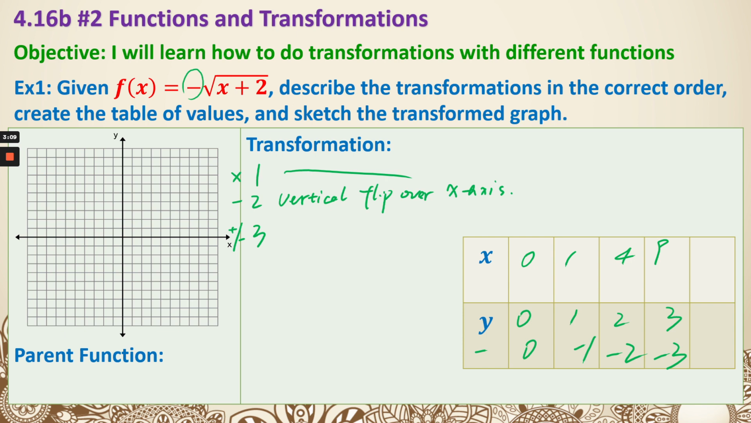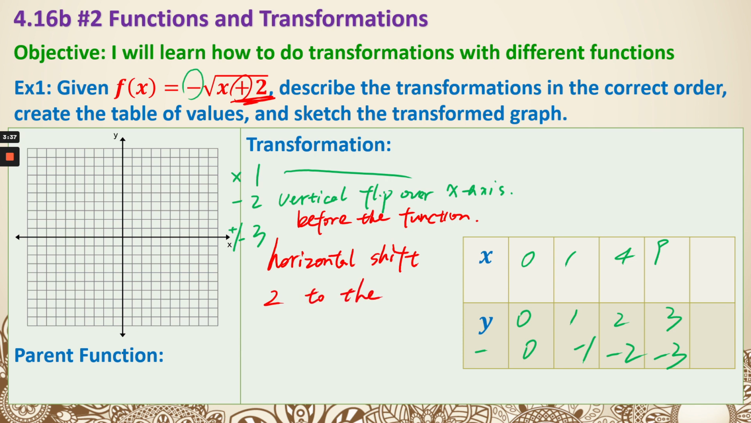Step 3, we are going to check for addition and subtraction. So this is addition, but it's inside the square root. So that means it's actually happening before the function. Meaning we're going to add the 2 first before we even do the square root. So it's before the function, which means it's going to be a horizontal shift, and it's a 2.